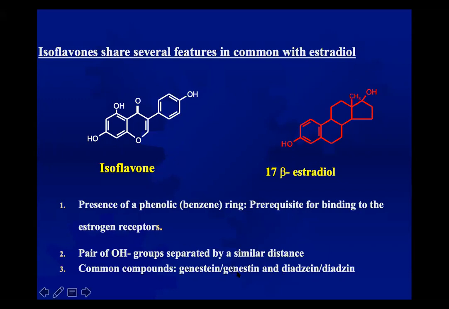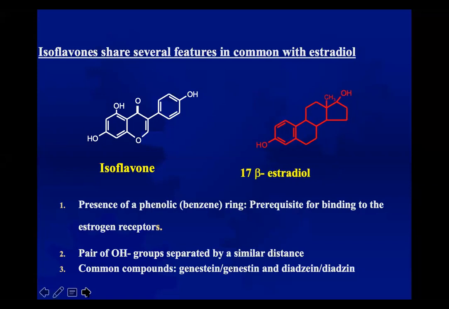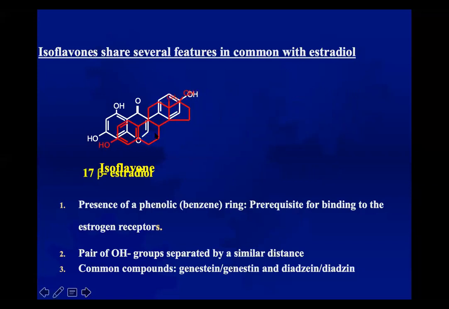Genistein and daidzein, these two compounds are present in soybean. Soybean seeds contain these compounds, and soybean seeds possess estrogenic principle. Here you can see the structural similarities. This is why they both bind to the human estrogen receptor.